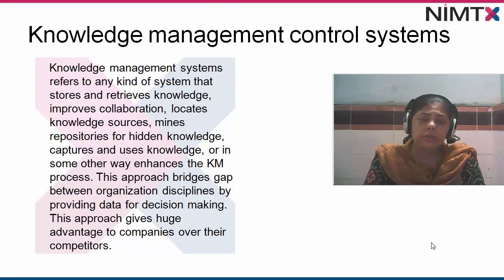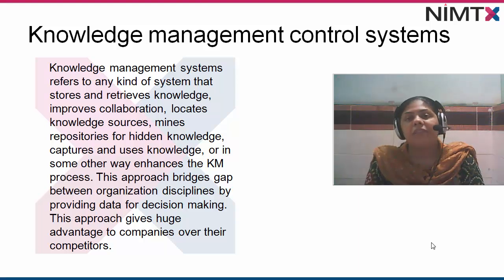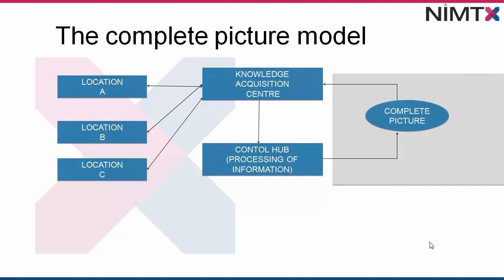So any organization may have such kinds of systems wherein the businesses, the units all over send their knowledge, their details rather, to a place where it is kept, and it is kept for decision making in future. This is a complete picture model, people, which shows clearly all the locations, location A, location B, and C, send their details to the Knowledge Acquisition Center, where it is put in the control hub, and from where, if needed, the details are taken out and the information is processed. Right?